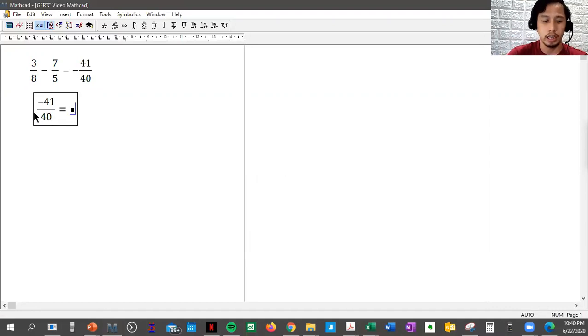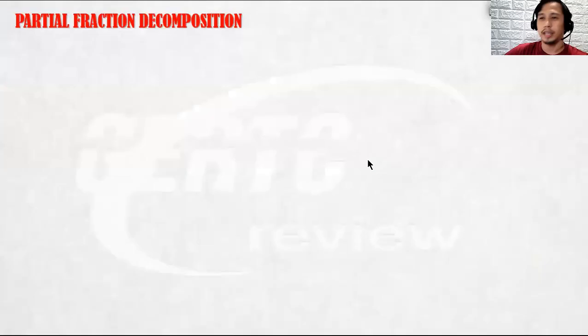Now, in partial fraction decomposition, it's like making that negative 41 over 40 into a sum of fractions. So that is equal to 3 over 8 minus 7 over 5, or plus negative 7 over 5. That's how it goes. To do the partial fraction decomposition, we factor the denominator. But of course, in partial fraction decomposition, we'll be discussing algebraic expressions, not just numbers.